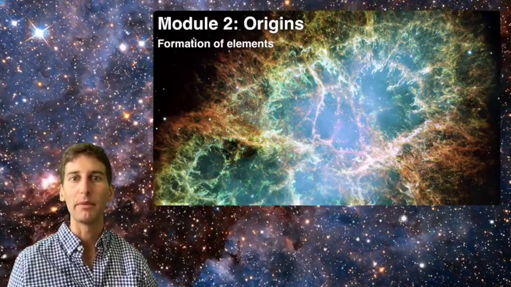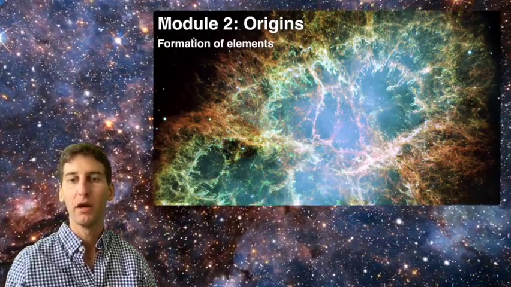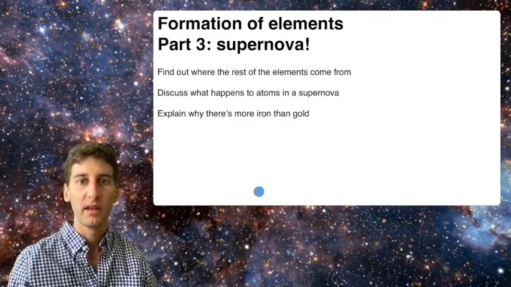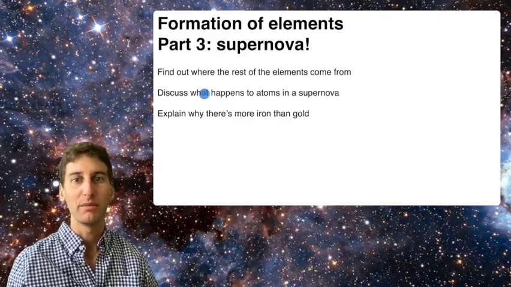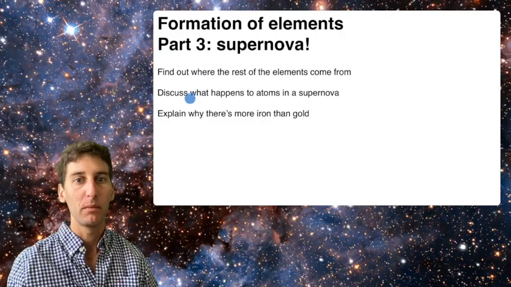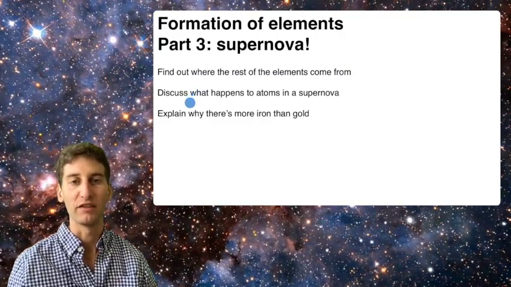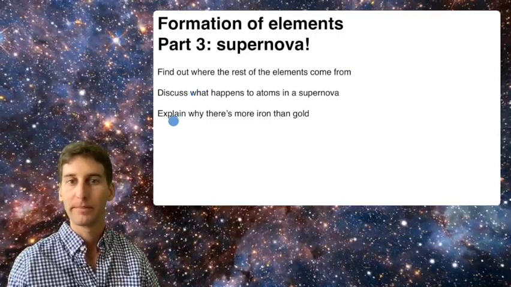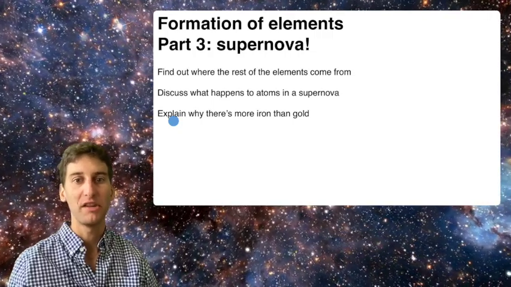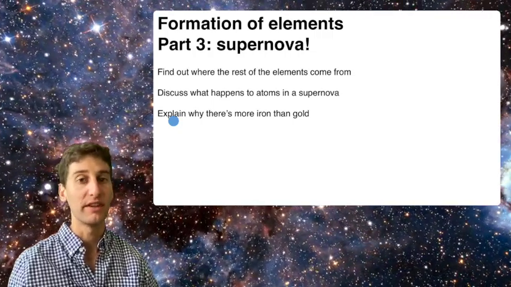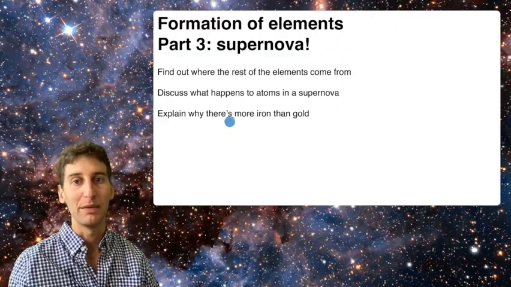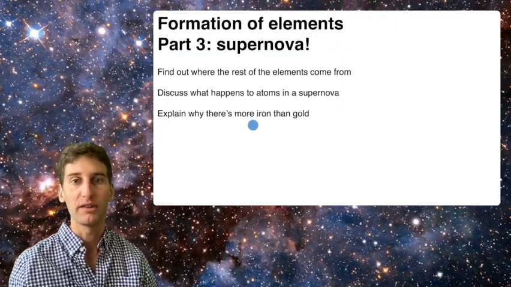Alright, so we'll wrap up the formation of the elements with this video about supernovas. Looking at supernovas is going to explain where the rest of the elements come from, and we'll look at how this happens within the center of a collapsing star. This will help us explain some of the abundance patterns of elements in the universe today. For instance, we'll be able to explain why there's more iron in the universe than there is gold.